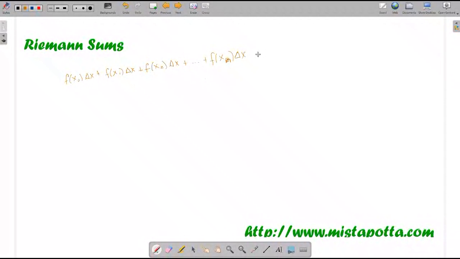Now what we're really doing here is taking the summation of f at some x of k times delta x, as k goes from 0 to some number n. So this is really the sum of n rectangles. So the idea here is that the more rectangles I have, the better of a fit I have. Then what happens if I take the limit as n goes to infinity?